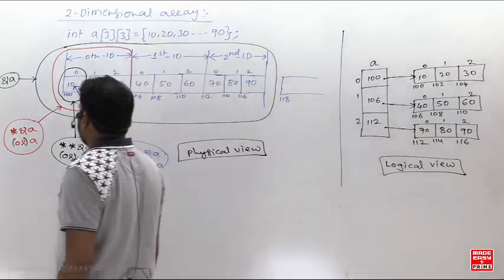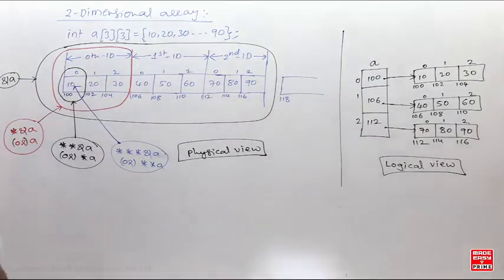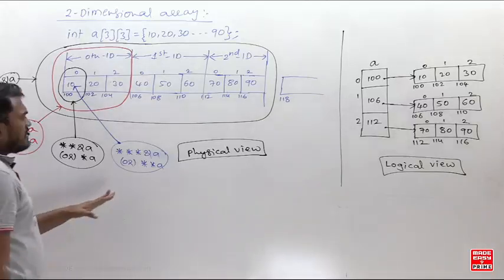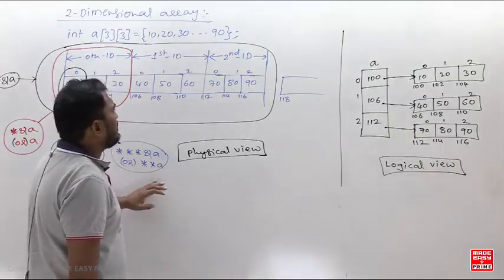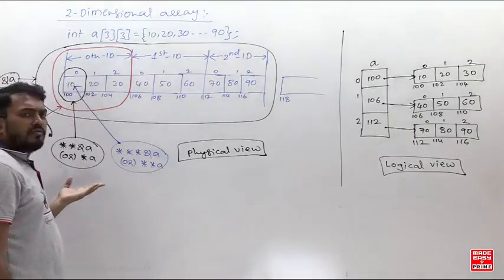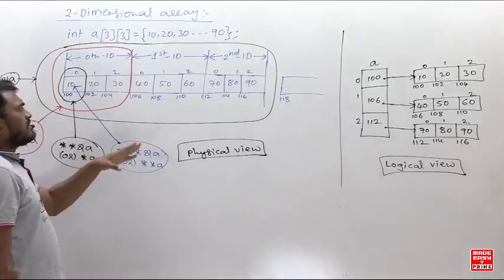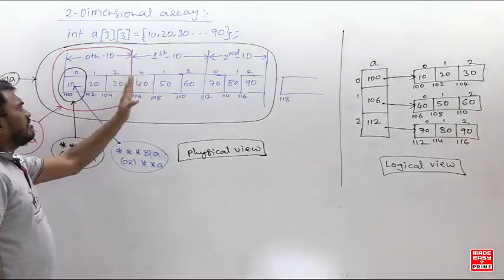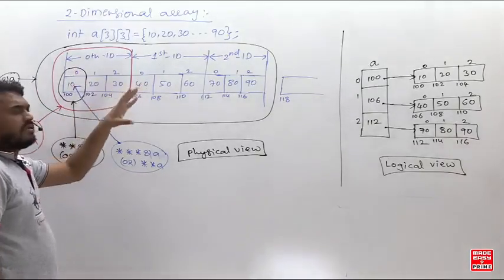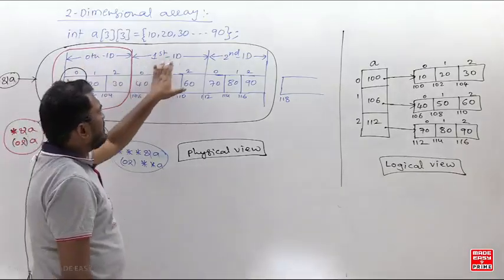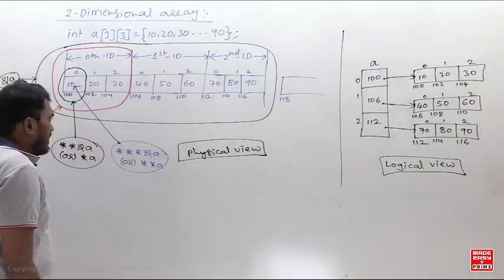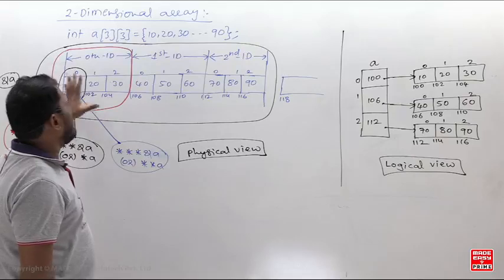Understand here, listen carefully. You are having a two-dimensional array like this. This is the physical view. Physical view means actually it will be in the memory like this physically. A two-dimensional array will be stored in the memory in the form of multiple one-dimensional arrays: the 0th 1D array, first 1D array, second 1D array. It will be stored in the memory like this.